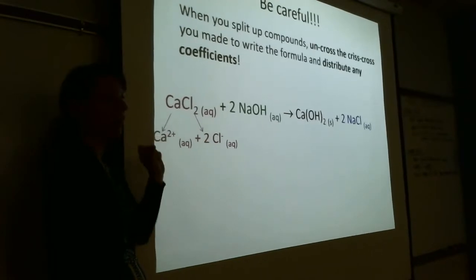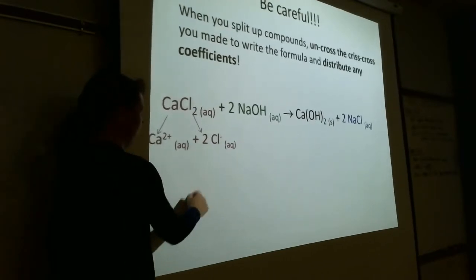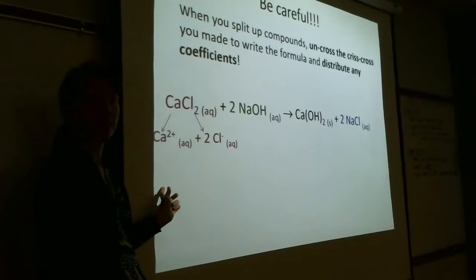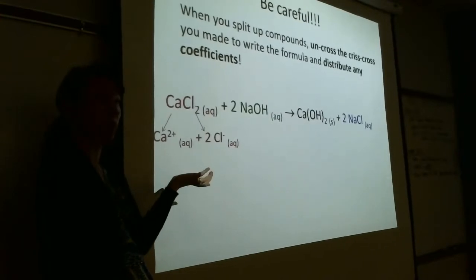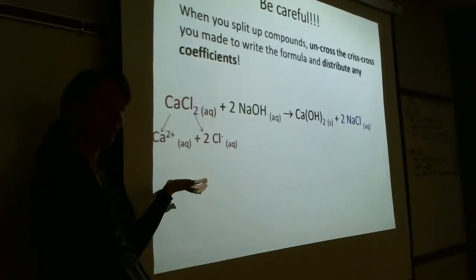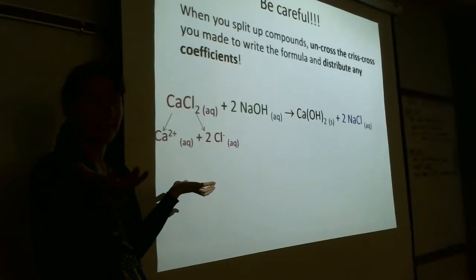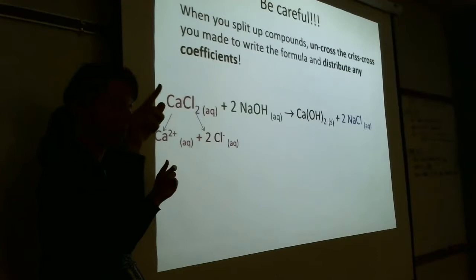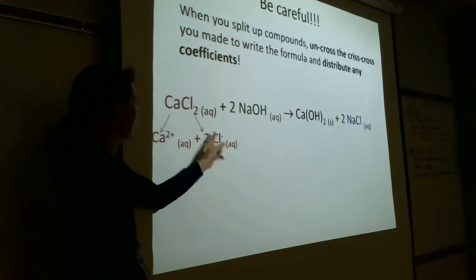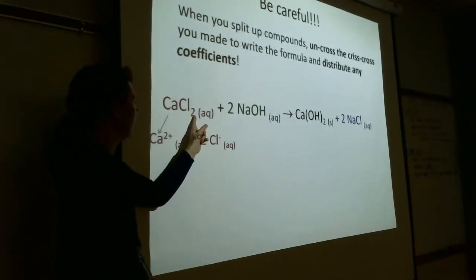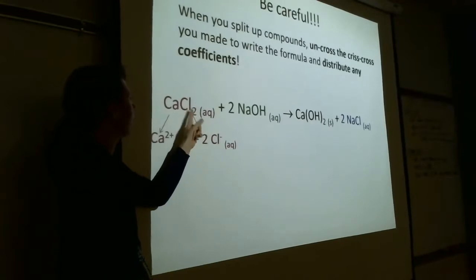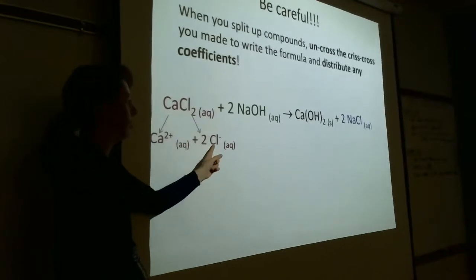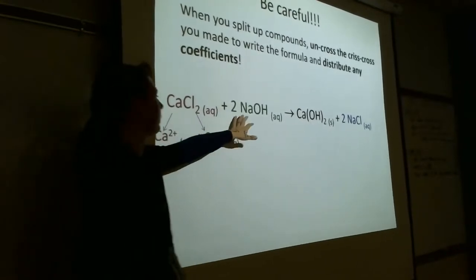I see students all the time, they'll write Cl subscript 2 with a minus charge. That doesn't exist. There's either Cl2, the green gas that'll kill you, or there's Cl−, the ion. There's no Cl2 with a charge. So if that 2 is there, that means that there are 2 chlorides, so I need to represent that as 2 chlorides.